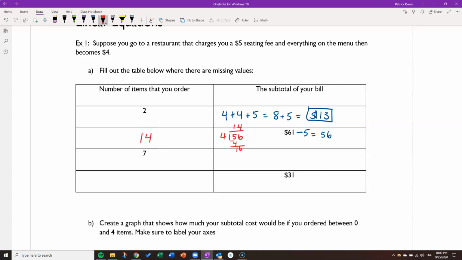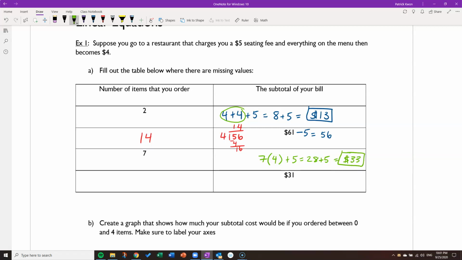So now I'm going to come down to this third row, and notice here that we did 4 plus 4, but we also could have done a multiplication statement and said 4 times 2. So since we have 7 items here, if we multiply that by the $4 and then add on 5, that should give us our answer that we want as well. So 7 times 4 is 28, plus 5 equals, that gives us a total of $33.